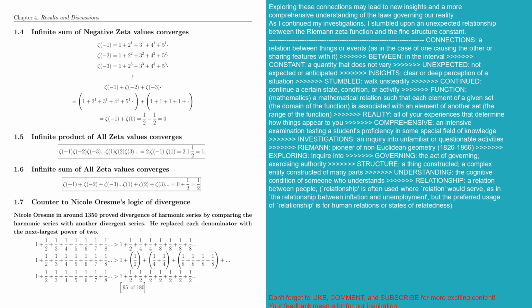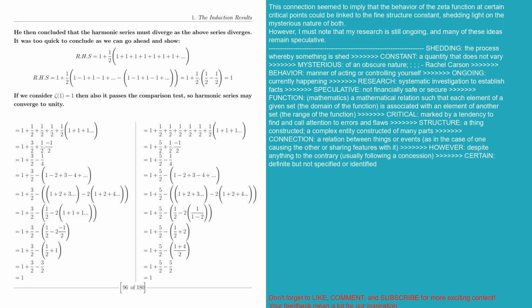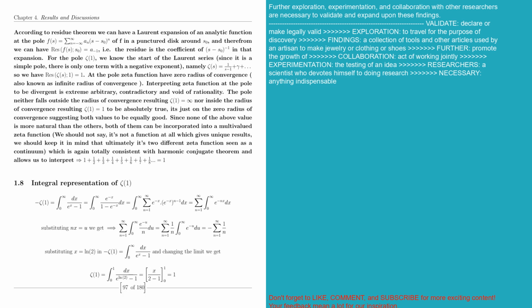As I continued my investigations, I stumbled upon an unexpected relationship between the Riemann zeta function and the fine structure constant. This connection seemed to imply that the behavior of the zeta function at certain critical points could be linked to the fine structure constant, shedding light on the mysterious nature of both. However, I must note that my research is still ongoing, and many of these ideas remain speculative. Further exploration, experimentation, and collaboration with other researchers are necessary to validate and expand upon these findings.